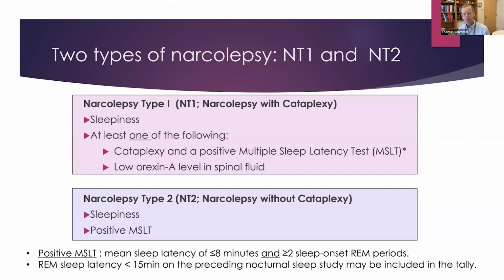So what does it mean when we say a positive multiple sleep latency test? I'll talk about the details of the MSLT a little later, but this is a test where we're asking people to try to fall asleep 5 times across the day. There are 2 important things that we're looking for on that test. One is to see how quickly they fall asleep. If you fall asleep in less than 8 minutes on average across those 5 naps, and if 2 or more of those naps contain REM sleep, that's considered a positive multiple sleep latency test.